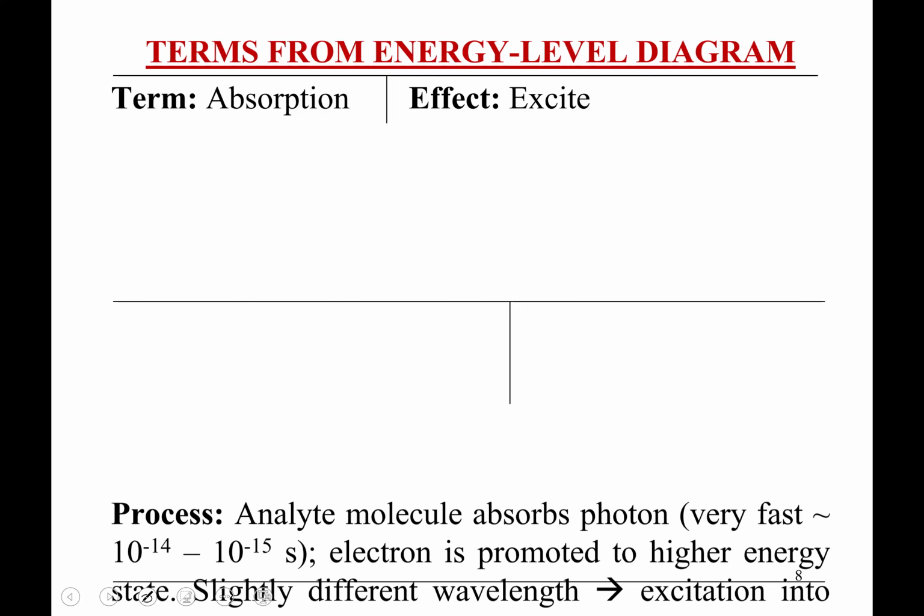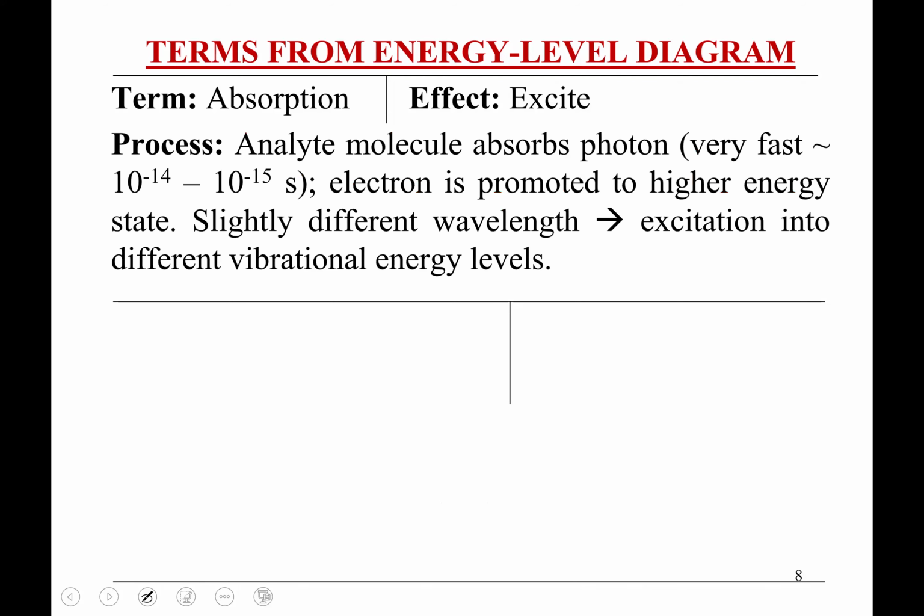Then the process, here is where now I give you the lifetimes. For absorption, the analyte molecules absorb the photon. It's a very fast process. Notice the time scale, 10 to the minus 14 to 10 to the minus 15 seconds. If you can remember that time scale, that will be better, because it gives you the tangible time. So the electron is promoted to a higher energy state. Slightly different wavelengths are involved, and it can go into different vibrational energy levels.